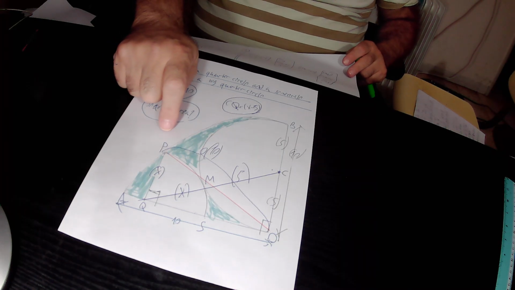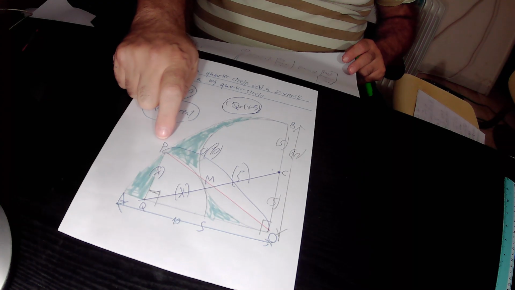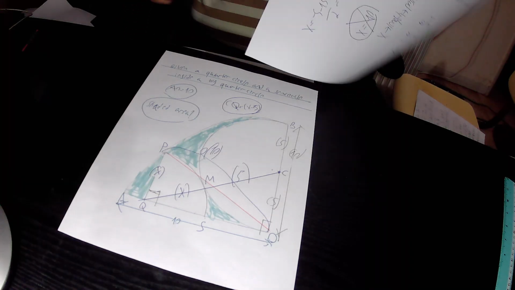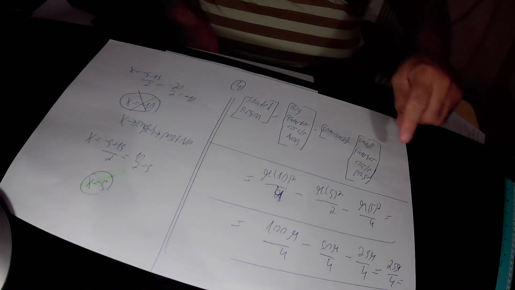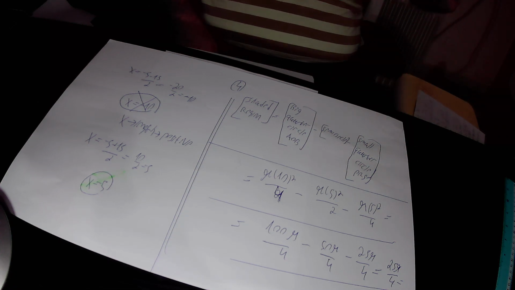The area of this small quarter circle PQS must be equal to pi times x squared, and x is 5, so it is pi times 5 squared over 4. So in total, the area of the small quarter circle PQS equals pi times 5 squared over 4.